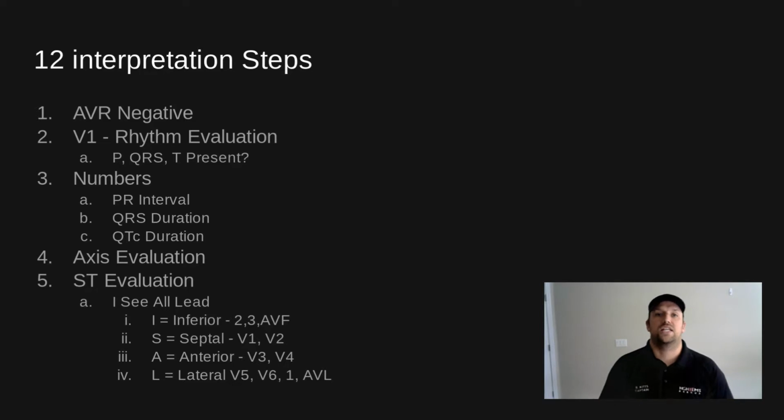Last thing we do is ST elevation. There are many ways to interpret this. We're going to review the "I see all leads" method. So for inferior, I, inferior, that's 2, 3, and AVF. For septal, or S, that's leads V1, V2. And for anterior, A, it's V3, V4, and then L, lateral, V5, V6, 1, and AVL.